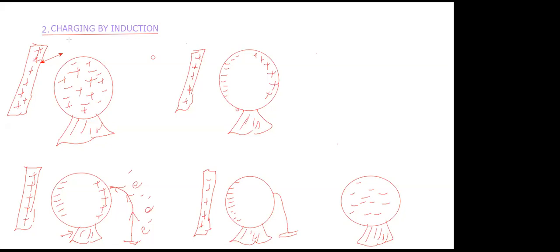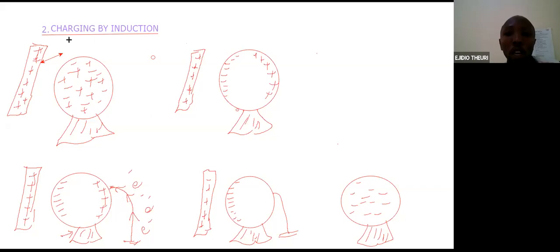When you use a negative rod, the negative charges will be repelled to the far end, and the positive will be attracted by the negative rod. Then the next step, you use an earth wire, because the negative charges were repelled to the far end. When you use an earth wire, the negative charges will flow to the earth. They will move to the ground because we know that negatives can move.